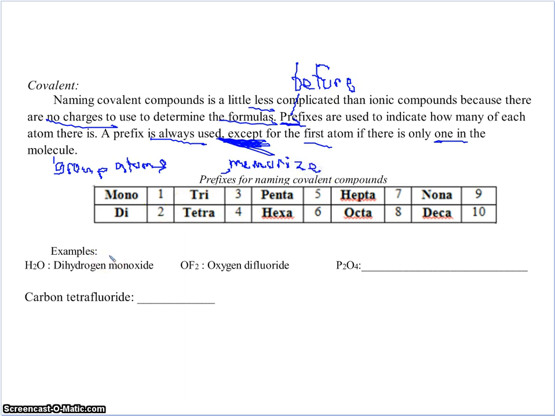So for example, H2O would be dihydrogen monoxide. So di is 2, dihydrogen, and then monoxide. I guess they're still doing the -ide, it's just they're adding the prefix. OF2, notice there's no prefix here. And then difluoride. Alright, try to name this one, and try to write the formula for this one.